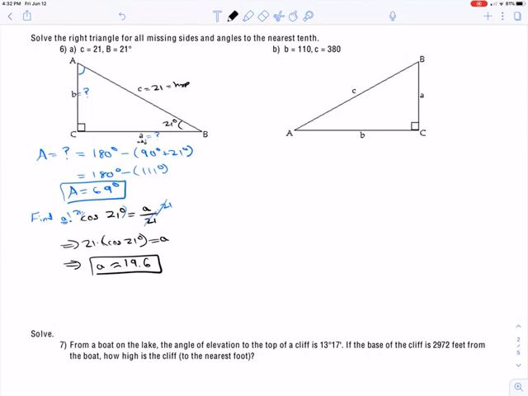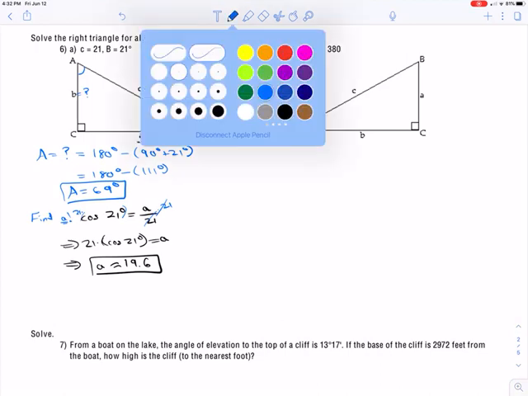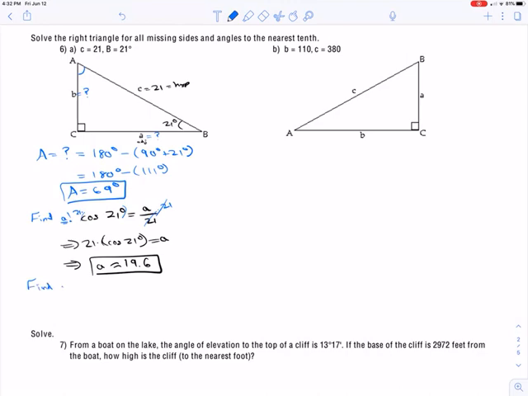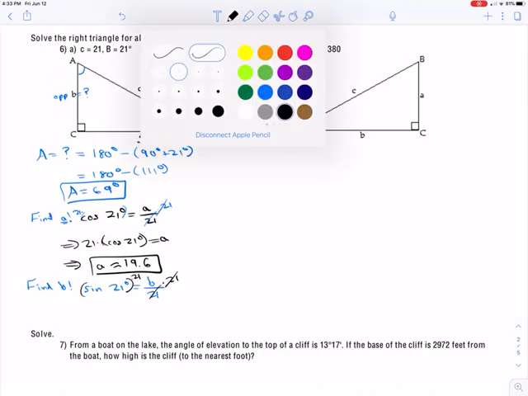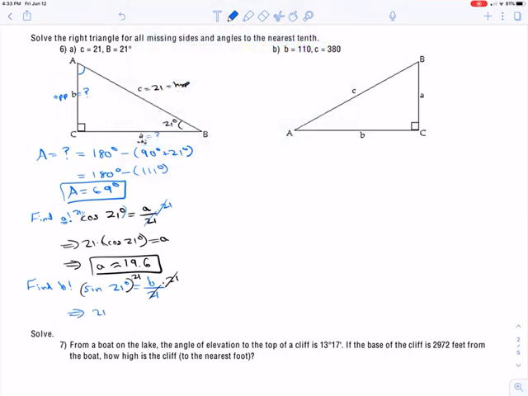And to find B, you could use trig if you wanted, or you could even use the Pythagorean theorem. A couple different ways to do it. But say we're using our trig functions, we could do B using sine. What's the sine of 21 degrees? It'd be equal to the opposite side, which is B, over the hypotenuse, which is 21. As we solve that, we multiply both sides by 21, and then we'll get B. So we've got 21 times the sine of 21 degrees equal to B.